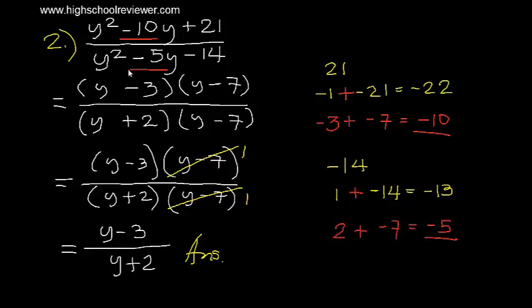And then for the denominator, the factor of y squared will be y multiplied by y. And look for the factors of negative 14 that will give the sum of negative 5. And this will be positive 2 and negative 7. So the factors now will be the quantity of y plus 2 multiplied by the quantity of y minus 7. And looking at the numerator and the denominator, we can cancel out the quantity of y minus 7. What's left will be y minus 3 all over y plus 2. And this is our answer for number 2.